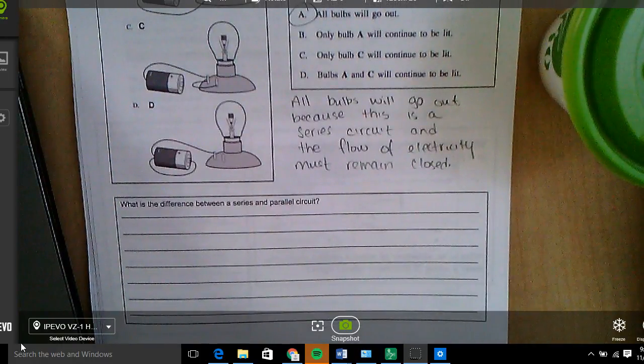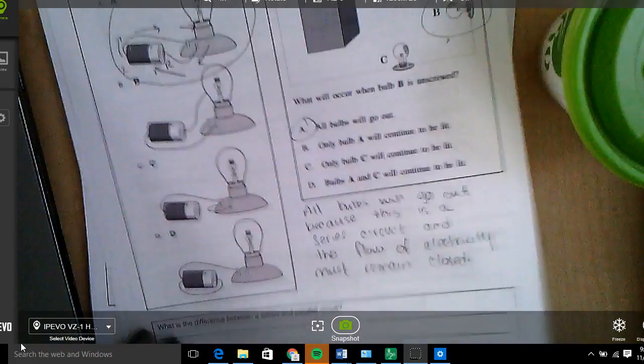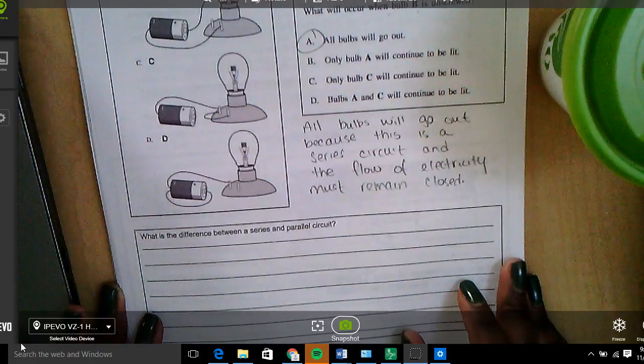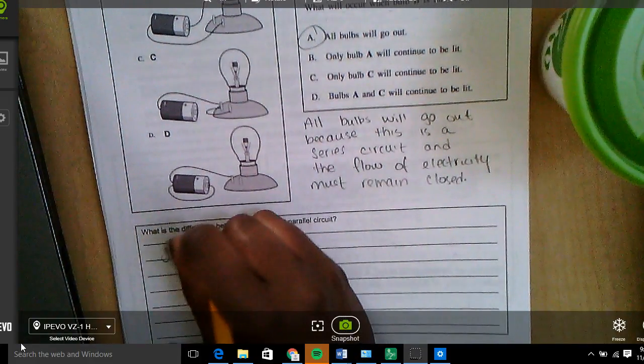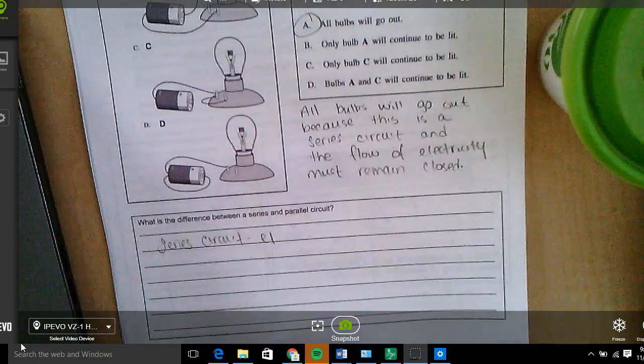Now, big idea at the bottom: what is the difference between a series and parallel circuit? Build on it, Ramaya. Go ahead. Very good. So I'm going to merge what you guys kind of said together.